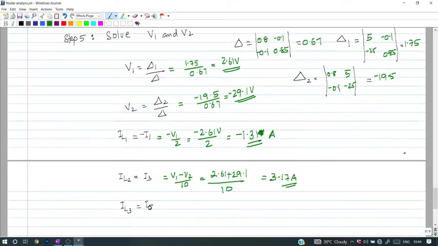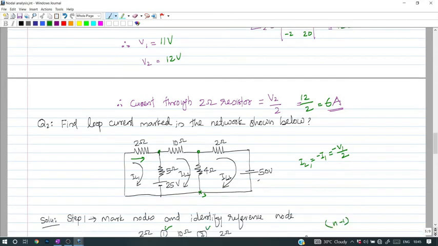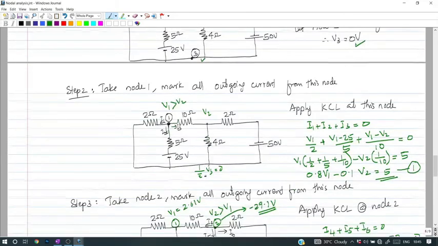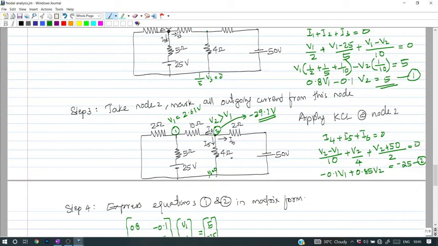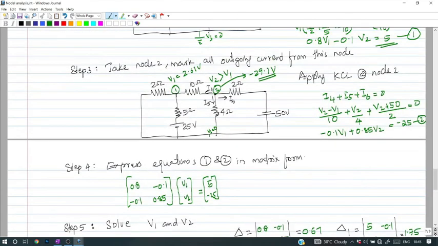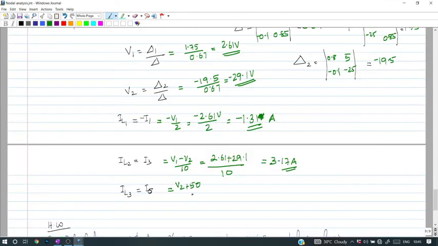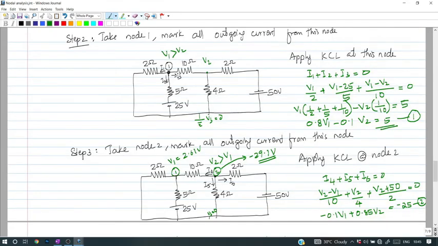So next one is IL3, loop current 3. It is nothing but the current through the 2 ohm resistor. For that, let's consider the node 2 equation. In the node 2 equation, the current through the 2 ohm resistor is I6. So IL3 is equal to I6. How to find I6? The expression was V2 plus 50 divided by 2. V2 value is minus 29.1, plus 50, divided by 2. After solving this one, you can obtain the answer as 10.45 ampere.